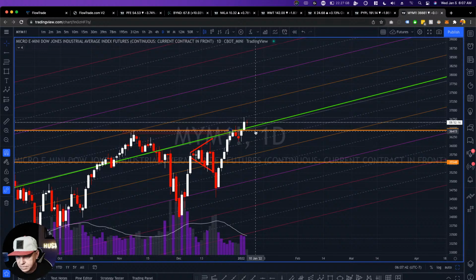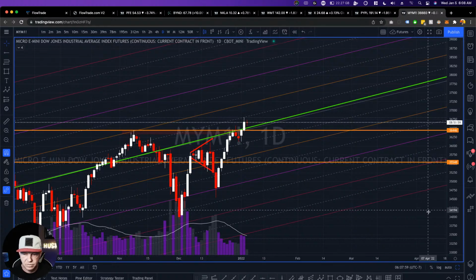All right, so support at 36,423, resistance at 36,795. Really got to get through this 1, 2. Ooh, maybe a 3-bar play setting up. Should be a fun one.